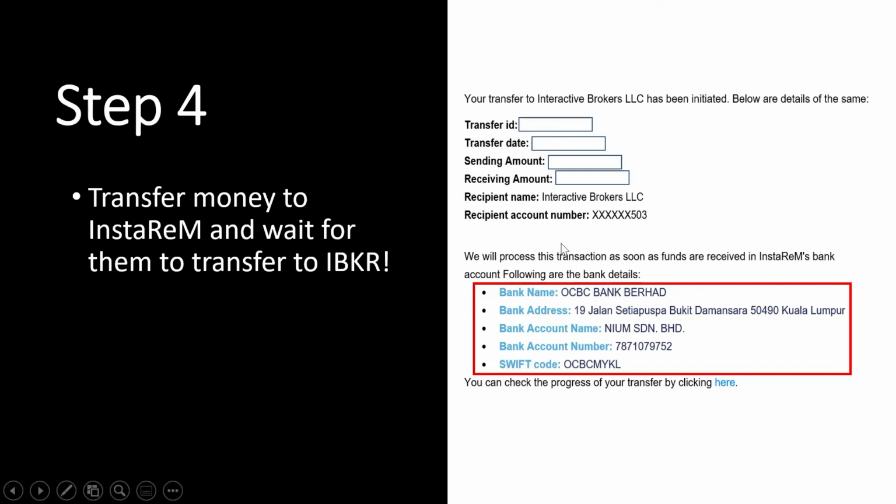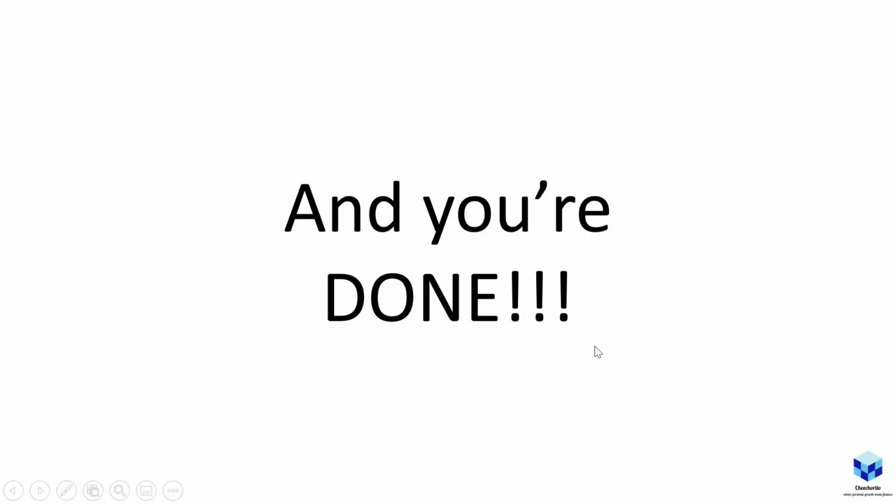So what you gotta take note is this thing in red. That's all, where they tell you, okay, InstaReM's account is under OCBC, this is your address, this is your bank account name. So what you gotta do is just go to your bank app or website, log in and just key in this account number and just make sure that the account name tallies with this, and then just transfer the amount. Like in my case it was 5,000 ringgit, so I just transferred 5,000 to InstaReM and then just did the transfer. So yeah, that's about it. You are done just like that.